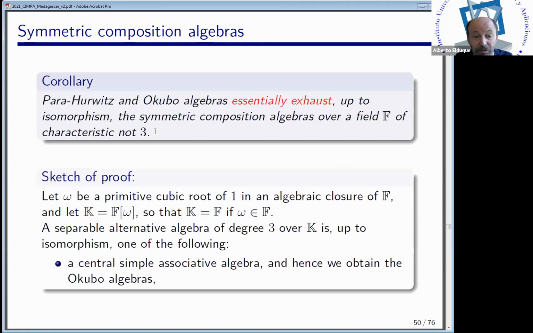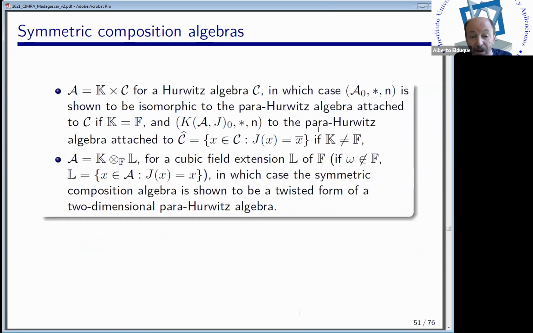So essentially, these are para-Hurwitz. That's why I wrote that para-Hurwitz and Okubo algebras essentially exhaust the possibilities, because what we get is that either we get Okubo algebras, or we get para-Hurwitz algebras, or we get twisted forms of para-Hurwitz algebras in dimension 2. That's it, in dimension 3.